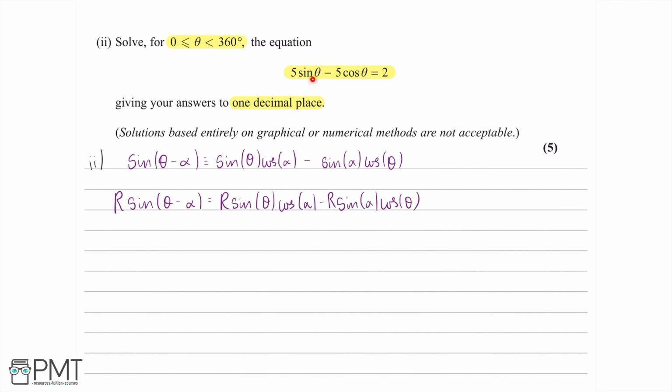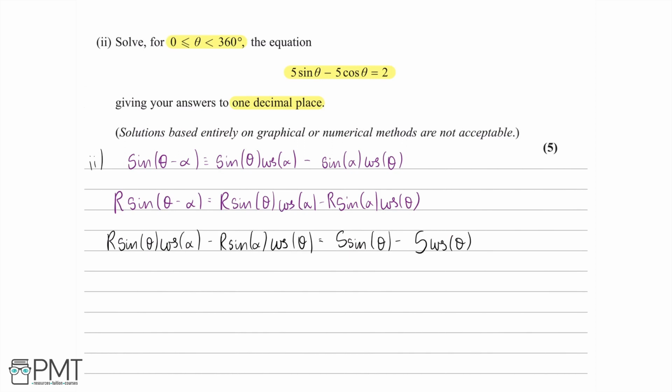Now we want to express this into one trigonometric form, which is this. So what we're going to do is equate this right hand part of the equation here to this, and then we can solve for r and alpha, and then plug r and alpha into here, so we have this expressed as one trigonometric form. So let's do that. So now we have r sine theta cos alpha minus r sine alpha cos theta, which equals 5 sine theta minus 5 cos theta. And now what we're going to do is compare coefficients.